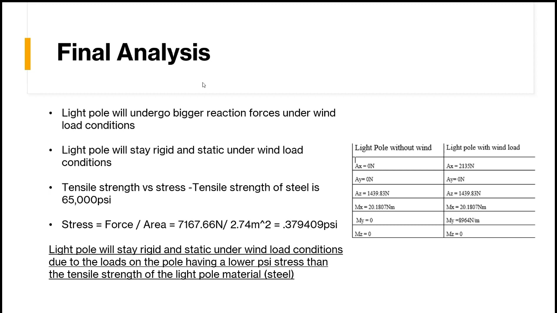So we can assume in the end the light pole will stay rigid and static under the wind load conditions, due to the load on the pole having a lower psi stress than the tensile strength of the light pole material, steel. This is all based off assumption, and it may not be fully correct due to the assumptions we made. If we had a different material or a different fixed support, with bolts instead of one straight pole into the concrete, we would have a different support reaction or moment acting there. This is all based off assumption, and there are limits to this, but these are the results we got.